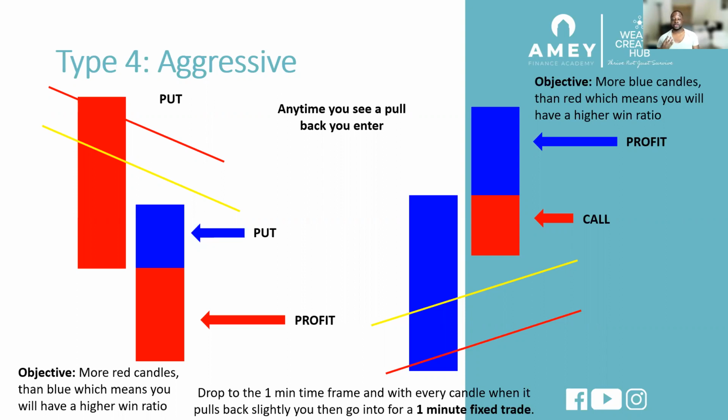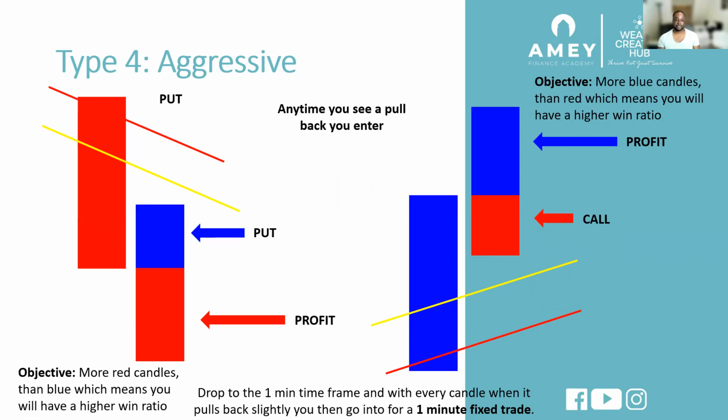Now, I'll say my most experienced Delorean traders should be doing this. So whenever you see a pullback, it's not pulling back to the yellow line or the red, any little bit of pullback, you go in for a 1 minute trade. Bit of pullback, you go in for a 1 minute trade. 1 minute fixed time, you go into it.